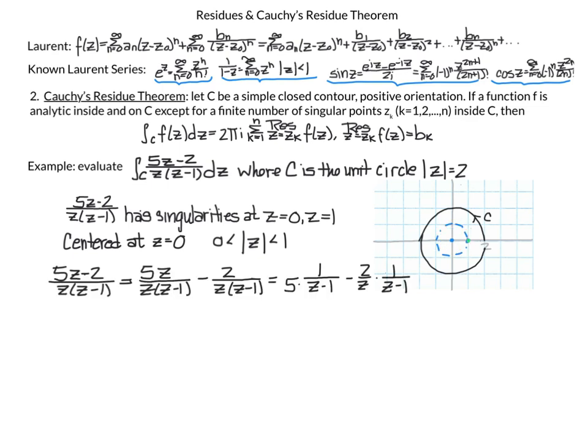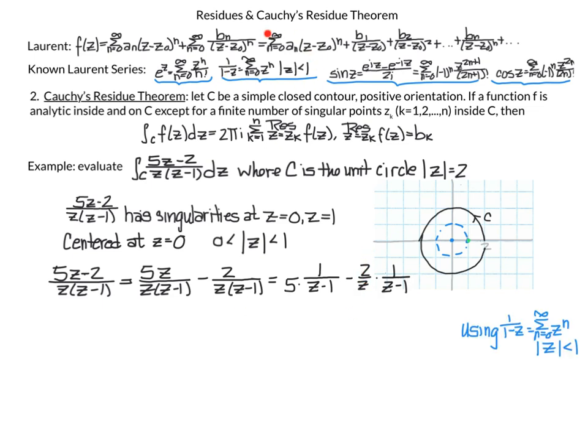When we're centered at z = 0, this z is good. This z is good too because it's sort of in this type of form. We might need to introduce a negative sign though. This z looks good. We have this minus 2, but you know what? We can separate out these two fractions so that we have 5z over z(z - 1), minus 2 over z(z - 1). Here the z's cancel out. We have 5 times 1 over z - 1, and then we have 2 over z times 1 over z - 1. So now everything looks to be either in this form or centered at 0.